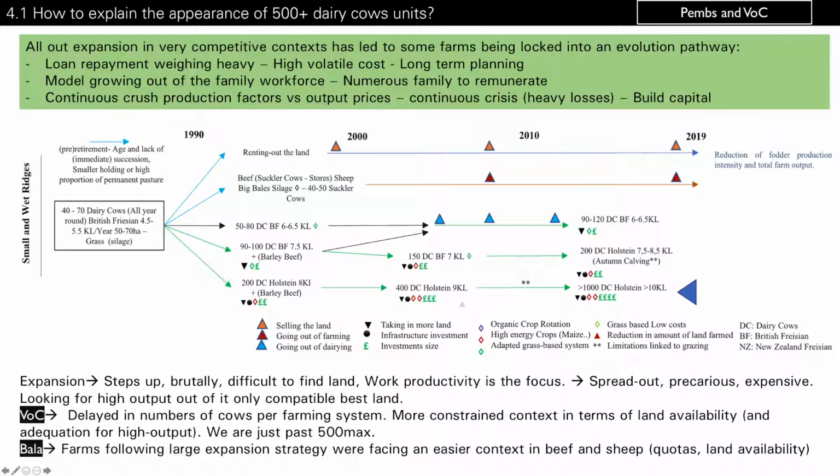But on beef and sheep, people that followed this strategy faced an easier context and didn't feel the strain to increase as much after the end of coupled subsidies. That means the numbers of beef and sheep farms have not necessarily risen since 2010. They might have increased their amount of land, but not necessarily their number of cattle.